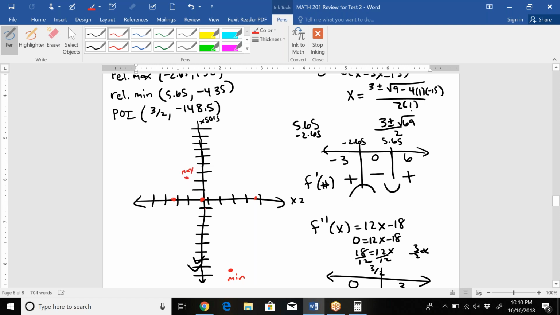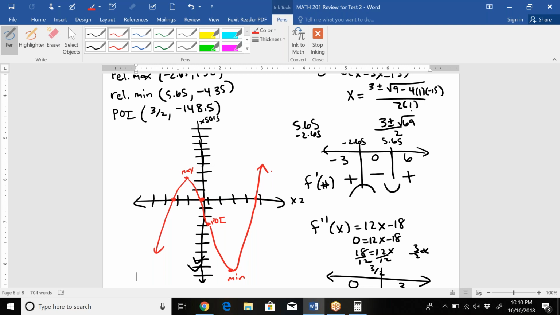And then I have a point of inflection at 1.5, which is not even, this is 2, so it has to be somewhere in between there. And down at -148. So 100 is here and 150 is here, so almost at that. That's my point of inflection. Remember, we were concave down on the left side of the point of inflection, and we were concave up on the right side. So there is my graph, the best that we can do with what we had to work with.